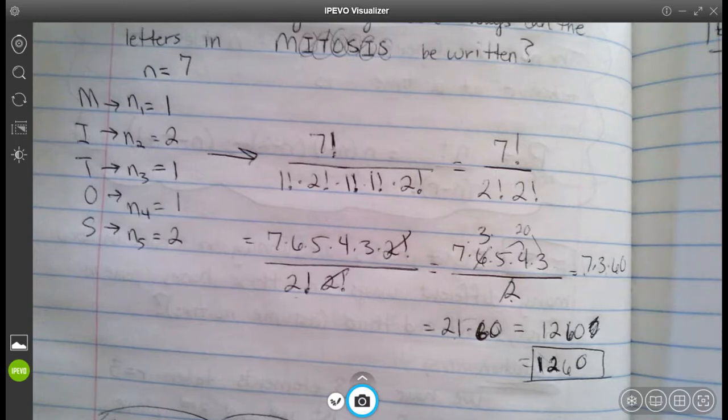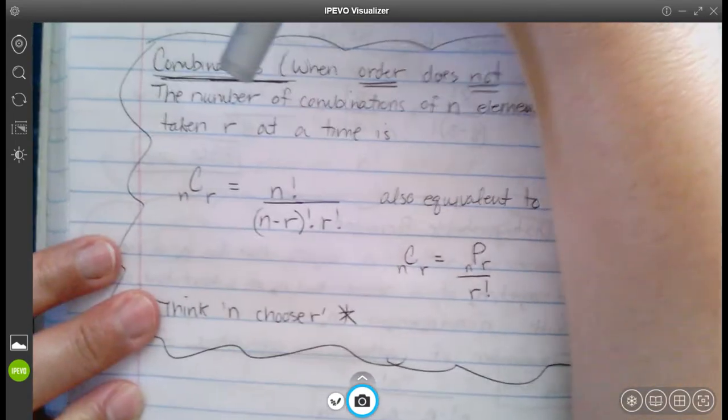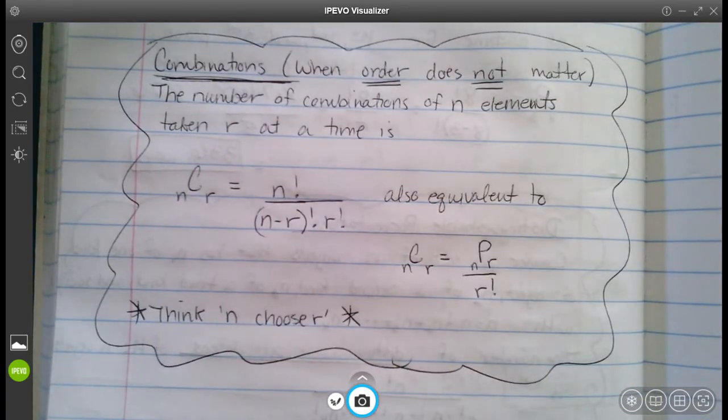Let's look at the last example here. We do have one more definition that goes with it: combinations, when order does not matter. So with permutations, the order does matter because we want to make sure we have it a specific way or we have only certain elements out of the total. This one, order doesn't matter. So a great example is a combination lock. Let's look at the definition.